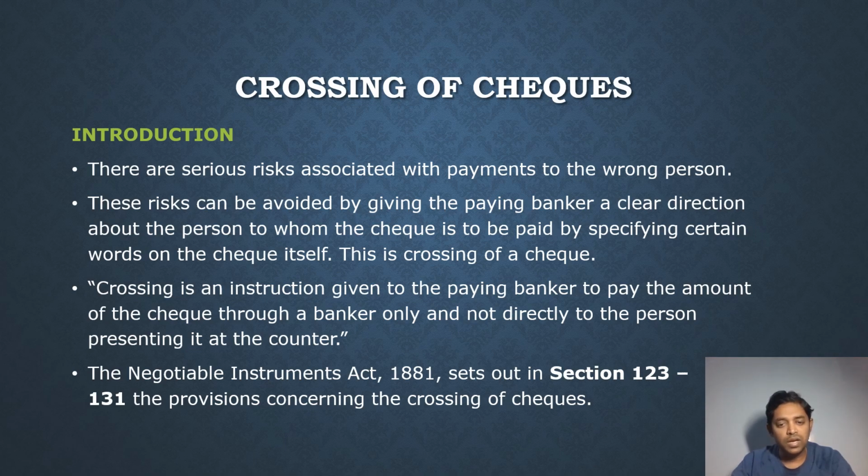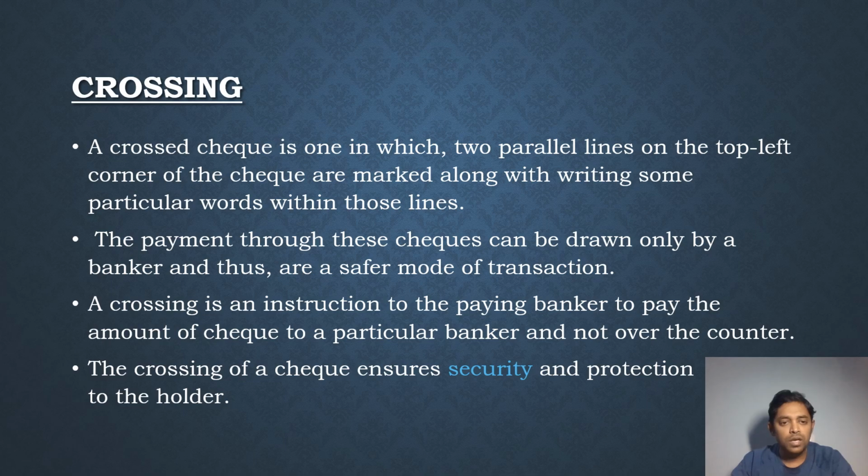The Negotiable Instruments Act 1881 sets out in Sections 123 to 131 the provisions concerning the crossing of checks. A crossed check is one in which two parallel lines on the top left corner of the check are marked along with writing some particular words within those lines. The payment through these checks can be drawn only by the banker and thus are a safer mode of transaction. A crossing is an instruction to the paying banker to pay the amount of the check to a particular banker and not over the counter. The crossing of check ensures security and protection to the holder.